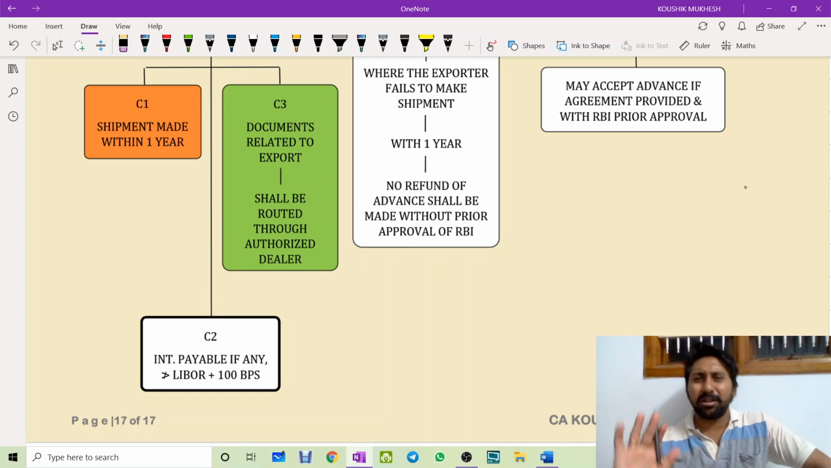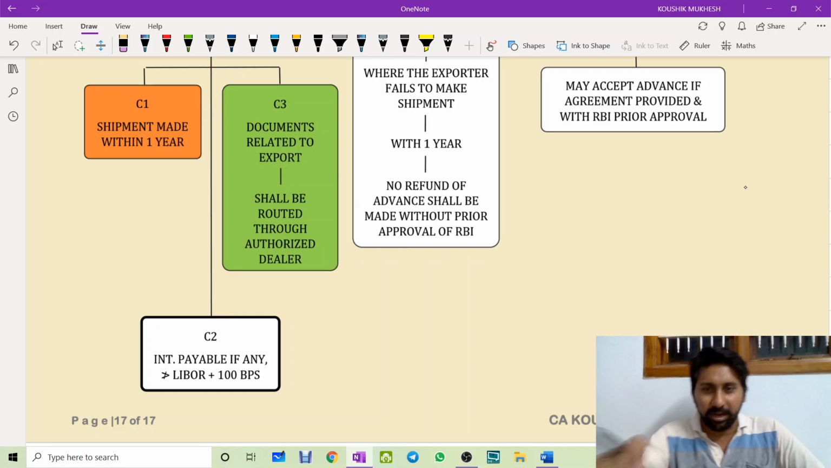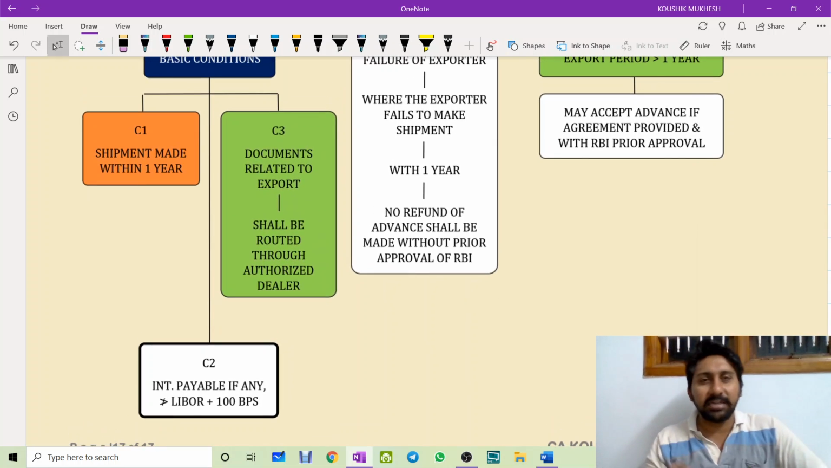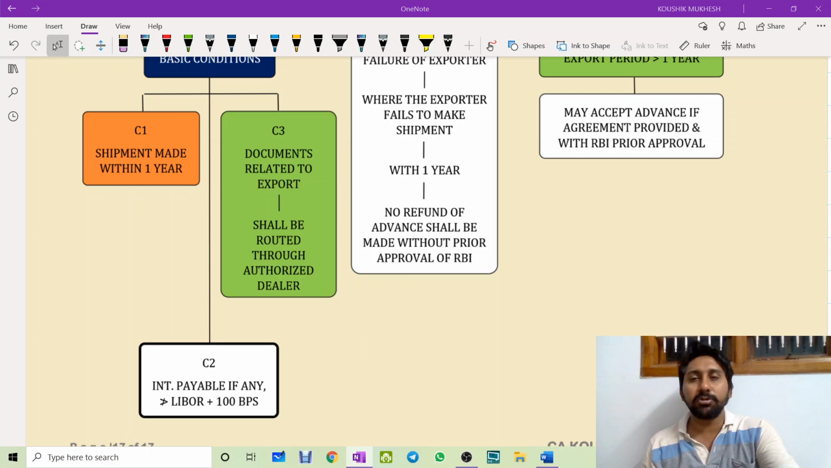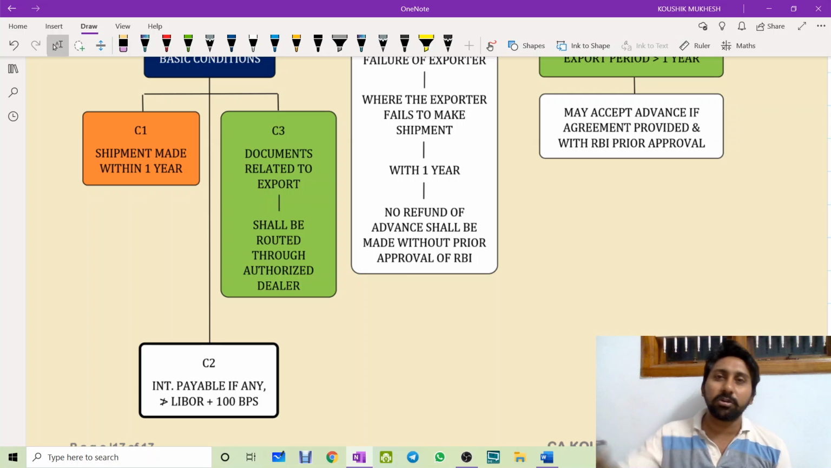Before going into authorized persons, anyway we will discuss them today itself, but before that, let's try to understand. Whenever you take an advance, you can take it, but some conditions are there. Shipment should be made within 1 year, and documents will be routed through the authorized dealer such that he will check how much advance they have paid and how much is the full export value, whether full export value has been received or not. All these things he will look into.